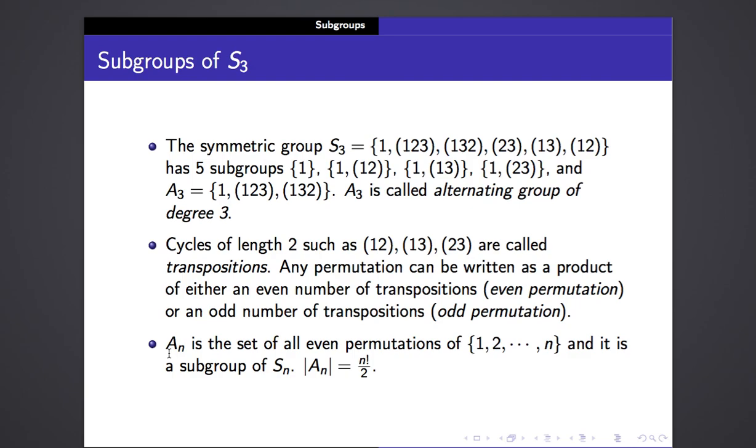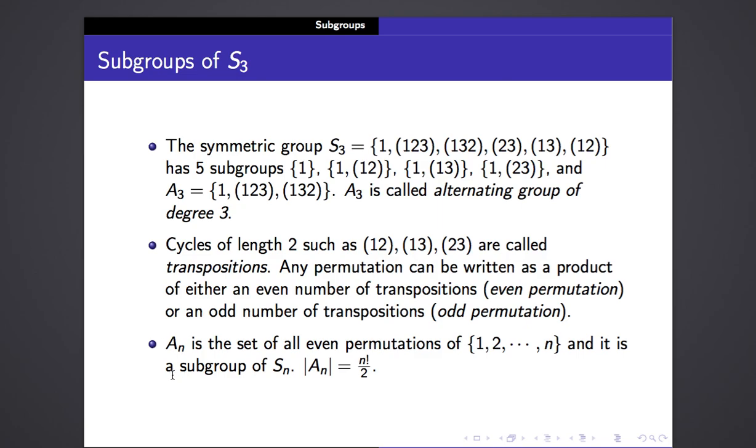Okay, so obviously, if you collect all the odd permutations, it's not going to be a group. However, if you collect all even permutations, so here A3 is, as a matter of fact, 1, 1 2 3, 1 3 2. These are all even permutations of the set 1, 2, 3. Anyway, so it is a subgroup.